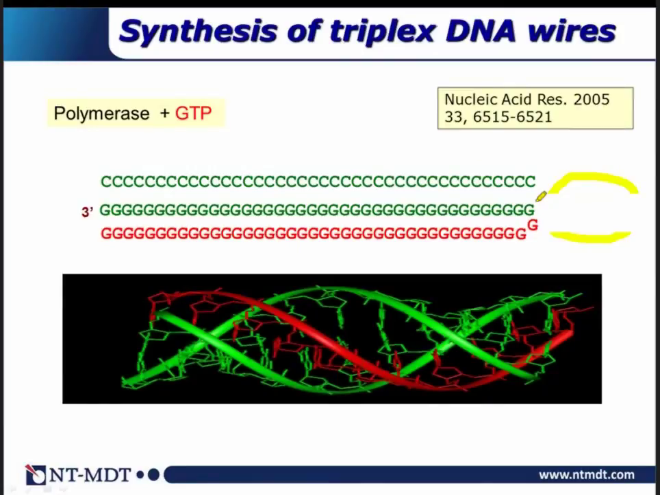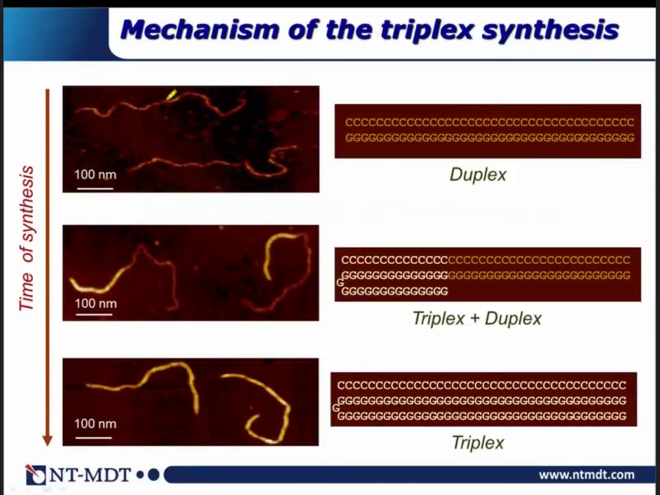Here comes a stage. I want to demonstrate in this particular example how AFM can be useful for elucidation of the mechanism of an enzymatic reaction. Here you can see the snapshots of the reaction. This is the start. No polymerase added. You can see these are initial double-stranded molecules. They're noticeable, but they're not very bright, I would say.